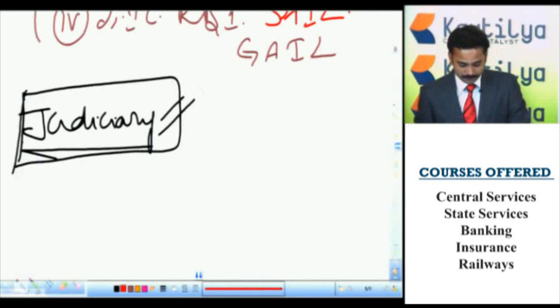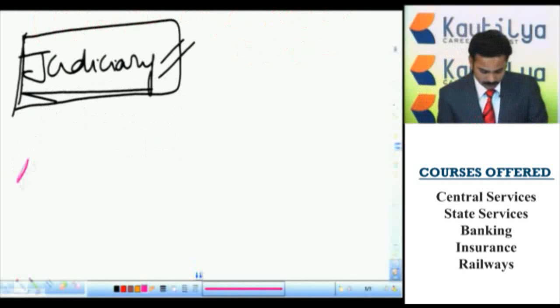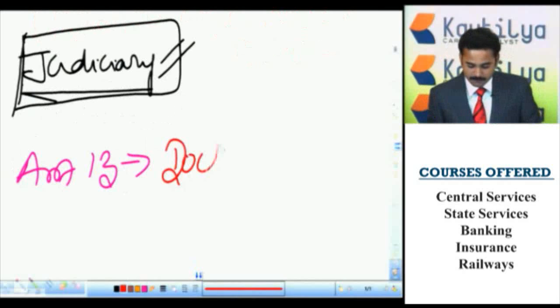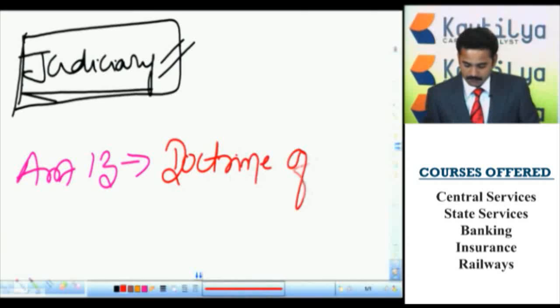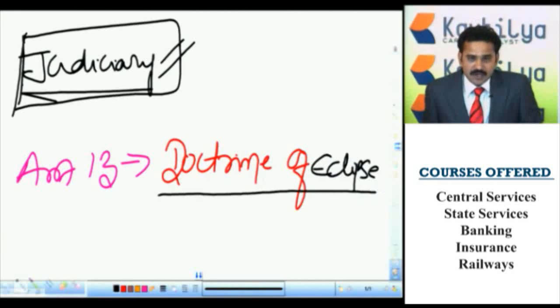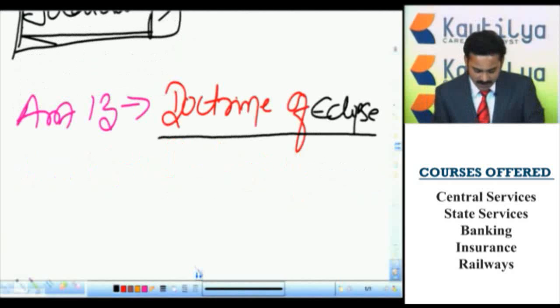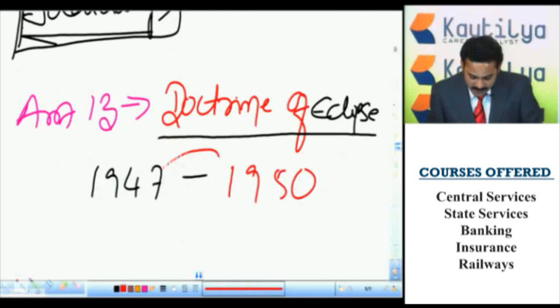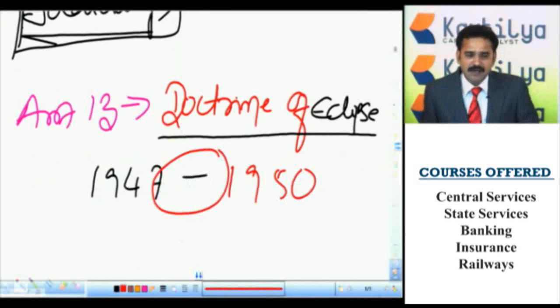Now, what is Article 13? Doctrine of eclipse. Article 13 says that whatever the pre-constitutional laws, whatever the laws enacted before the commencement of the Indian Constitution. Why? Because India attained independence in 1947, but the Constitution came into force from 1950. So whatever laws were passed in between these years, if those laws are against the fundamental rights, those laws cannot be enforceable. In other words, those laws cease to operate. That is the doctrine of eclipse.